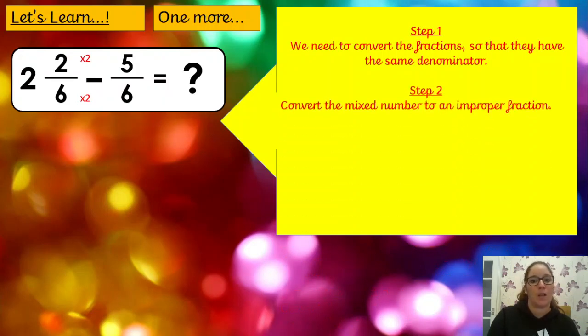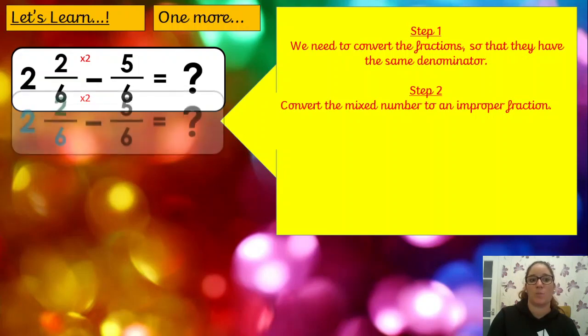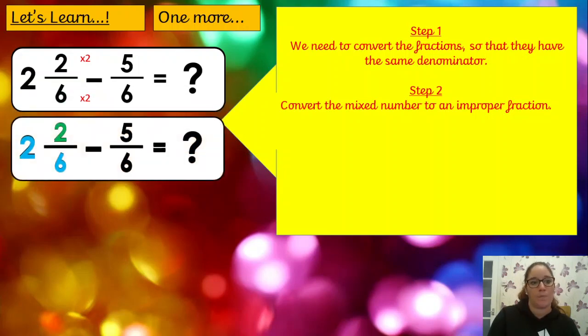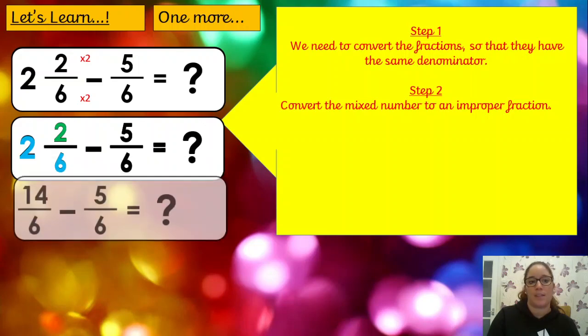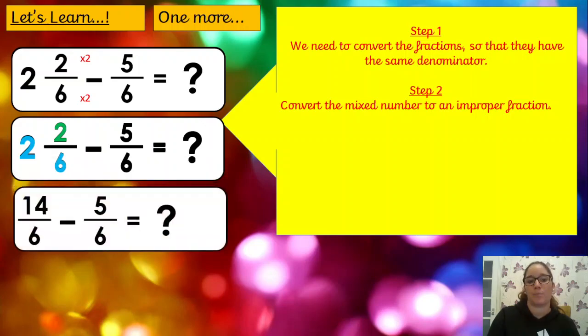Step 2, convert the mixed number to an improper fraction. Do you remember how to do this? We've got our whole number here, which wants to join this one, so we're going to times them together. 2 times 6 is 12, and then we're going to add this number 2 on the top. Don't leave him out. It's going to be 14. So you're multiplying the blue numbers, and you're adding the green number. That gives us 14/6 take away 5/6.